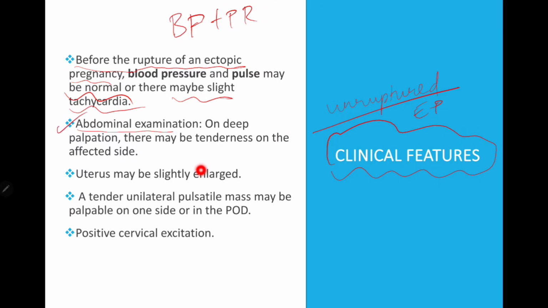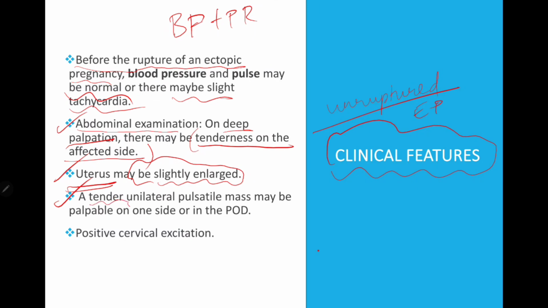On abdominal examination, on deep palpation especially, there may be tenderness on the affected side. Very, very important sign. So if the ectopic pregnancy is unruptured and you are doing abdominal palpation, the patient will have tenderness on the affected side. Then the uterus might be slightly enlarged, but not up to the enlargement in a normal pregnancy, where it is far more enlarged.